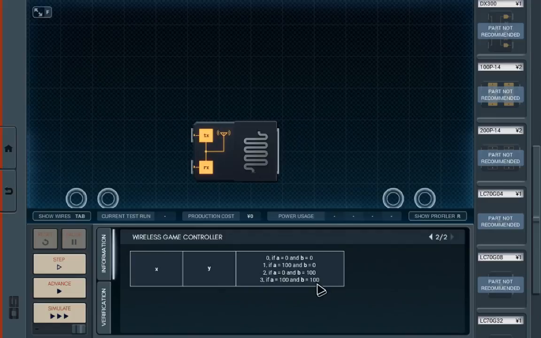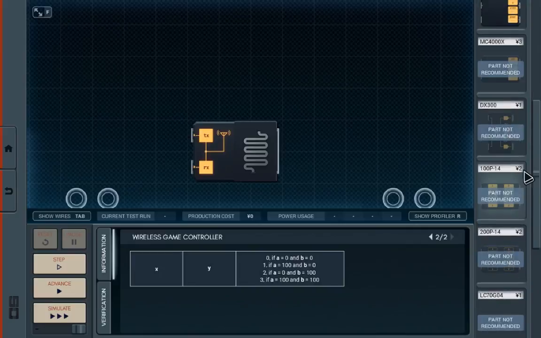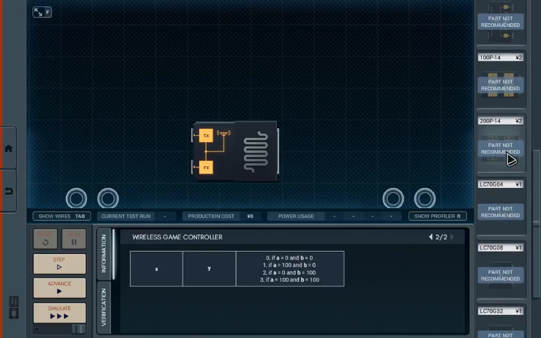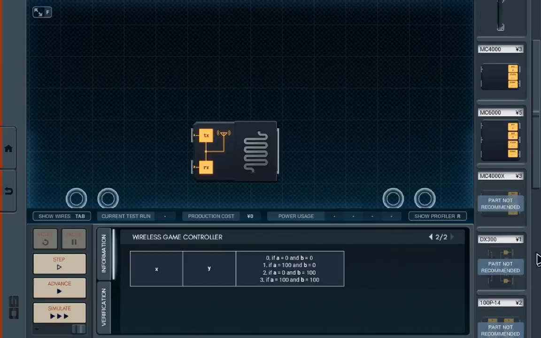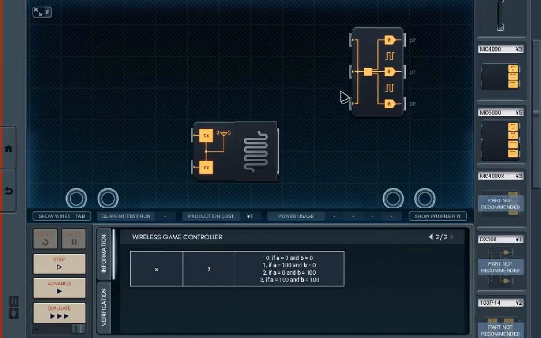Okay. So, on the one hand, wow, we have so many parts over here. We just have parts that are not recommended now, but we can use them if we want, I guess. So this one actually seems like it could be kind of useful, especially at only 1 yen.